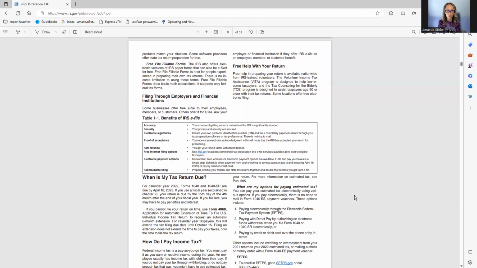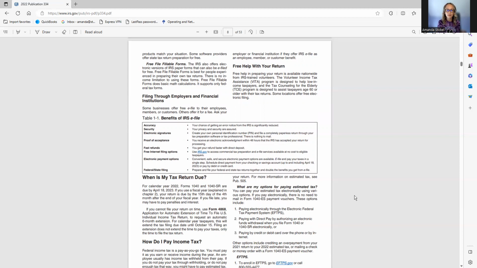Free File Fillable Forms. The IRS also offers electronic versions of IRS paper forms that can also be e-filed for free. Free File Fillable Forms is best for people experienced in preparing their own tax returns. There is no income limitation to using these forms. Free File Fillable Forms does basic math calculations. It supports only federal tax forms.